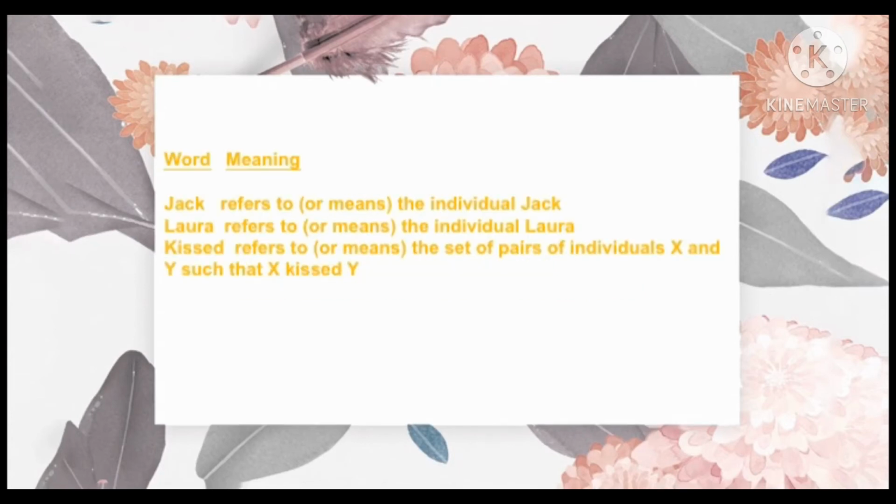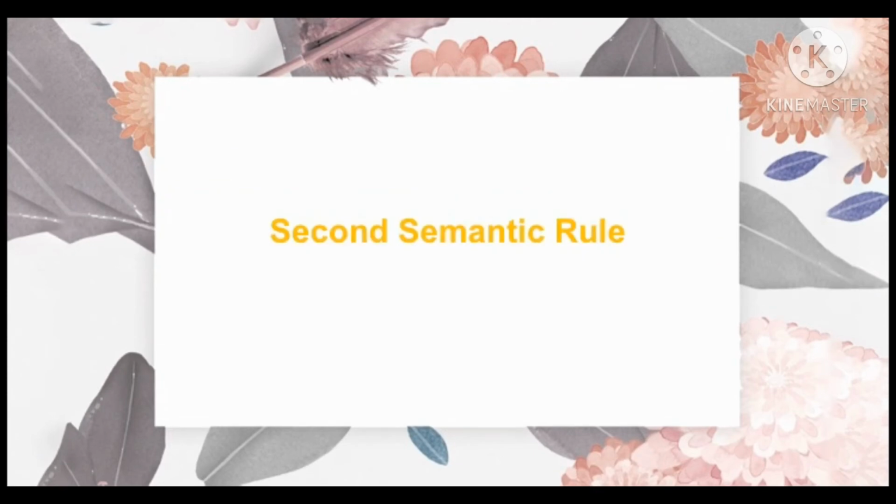Jack kissed Laura. The word Jack refers to, or means, the individual Jack. The word Laura refers to, or means, the individual Laura. The word kissed refers to, or means, the set of pairs of individuals X and Y such that X kissed Y.